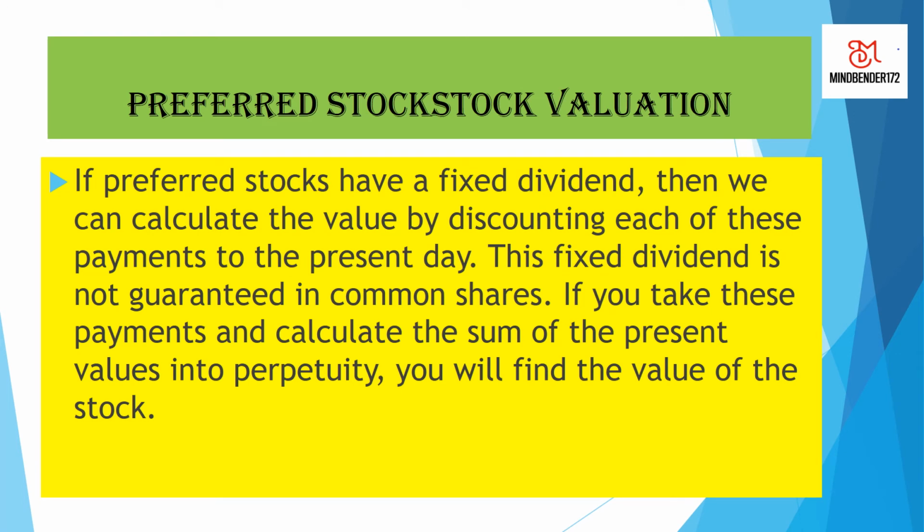Now, how do we value the preferred stocks? If the preferred stocks have a fixed dividend, then we can calculate the value by discounting each of these payments to the present day. The fixed dividend is not guaranteed in common stocks or shares. So if we take these payments and calculate the sum of the present values into perpetuity, you will find the value of the stock. It's not very difficult.